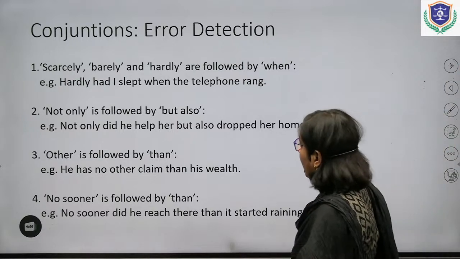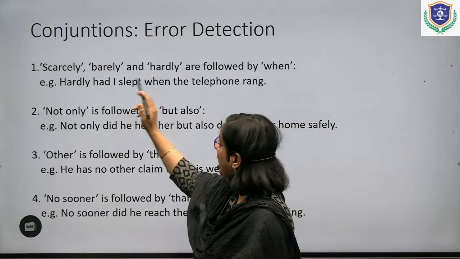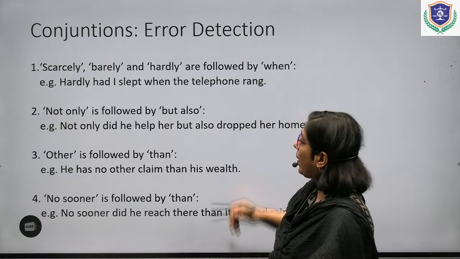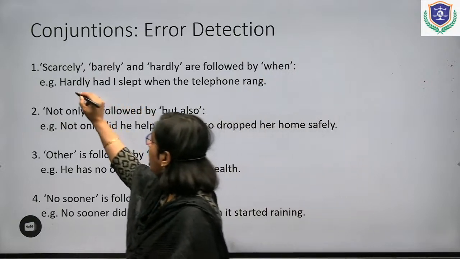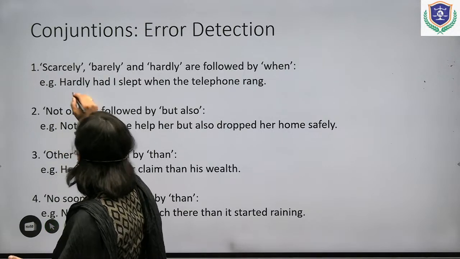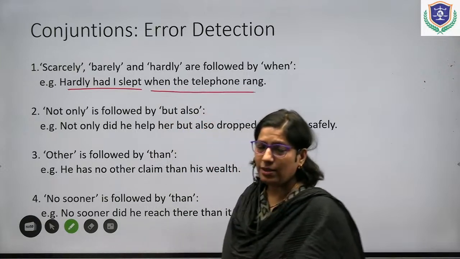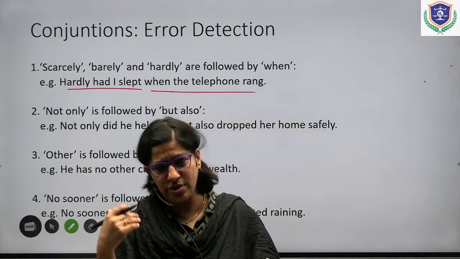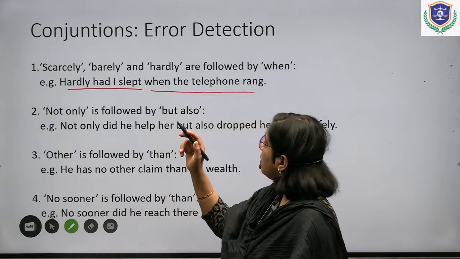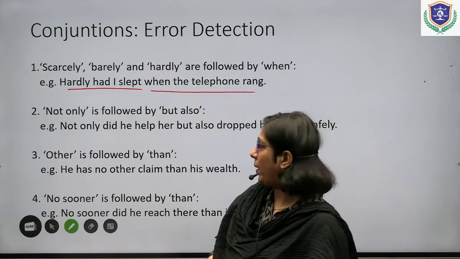"From" refers to the starting point, so this is not of much use. Again something which may be of use: "scarcely", "barely" and "hardly". We are coming to conjunctions now. These are followed by "when". So, "hardly had I slept when the telephone rang." This can come as corrections of tenses also. Here "scarcely", "barely" and "hardly" are followed by "when".